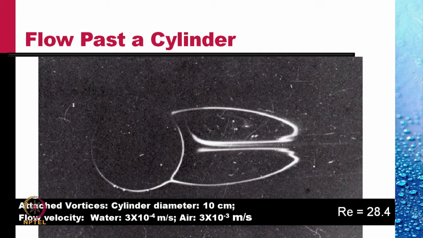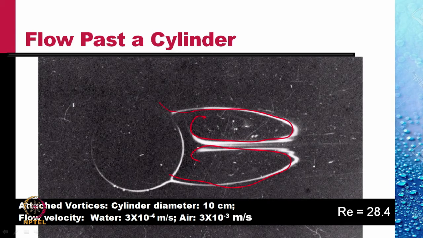This picture has been taken in water with the cylinder surface coated with a layer of condensed milk. As the water flows, the condensed milk dissolves slowly and is seen in this picture in white light. The flow there leaves the surface, goes around and swirls back. Similarly, here, these are termed as attached vortices.